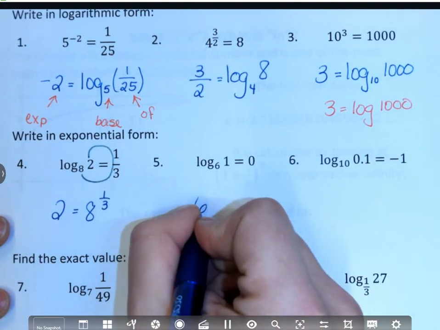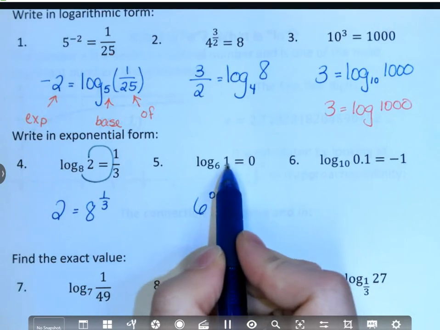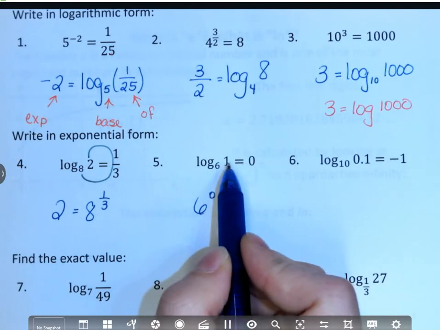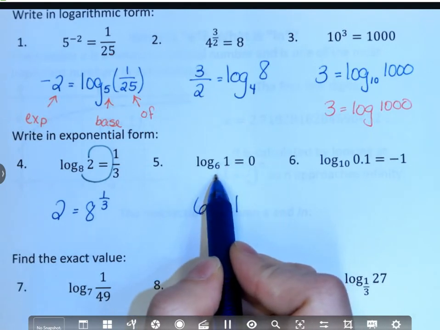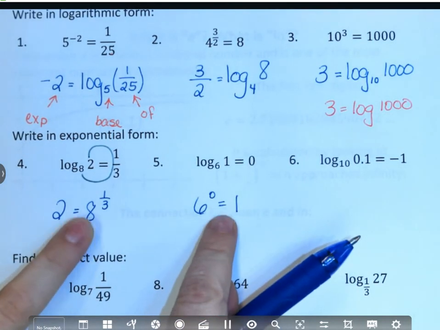Right. And if you prefer to have 6 to the 0 power equals 1, I don't care. Does it make sense that 6 to the 0 power is 1? Anytime you see 1 in this position, the answer should be 0. Because anything to get 1 from any number, any base, is the 0 power. And again, I don't care if you write them this way or this way.